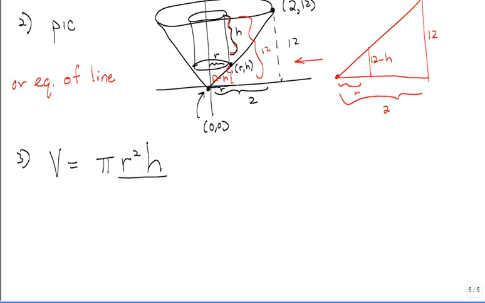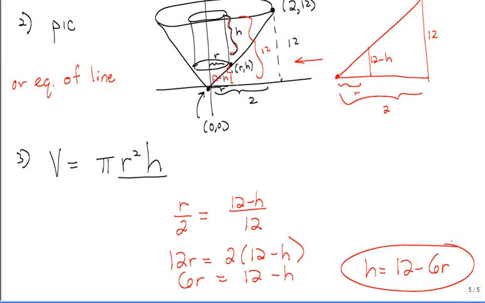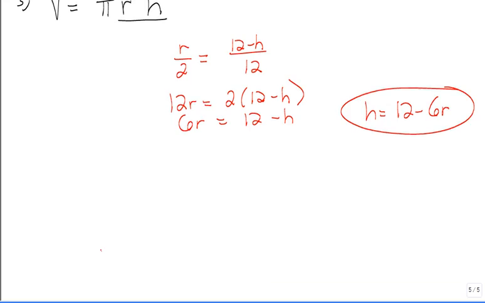Okay, so we're going to come up with similar triangles. We have r is to 2 as 12 minus h is to 12. So we have 12r equals 2 times 12 minus h, or 6r equals 12 minus h, or we have h equals 12 minus 6r. Again, it doesn't matter which one you find. Or, like I said, you could do it by finding the equation of the line.